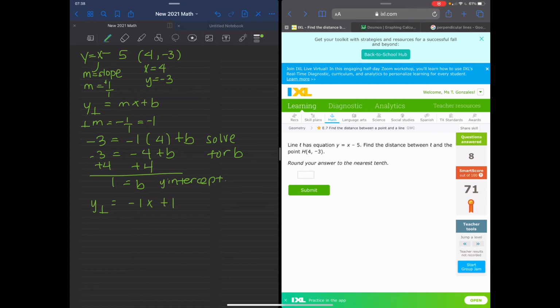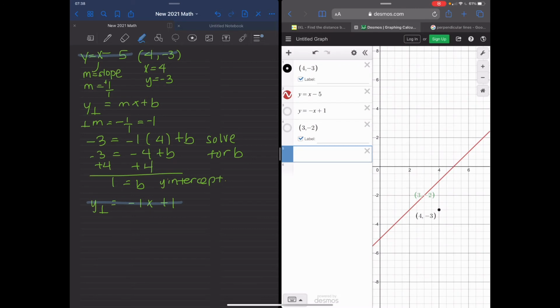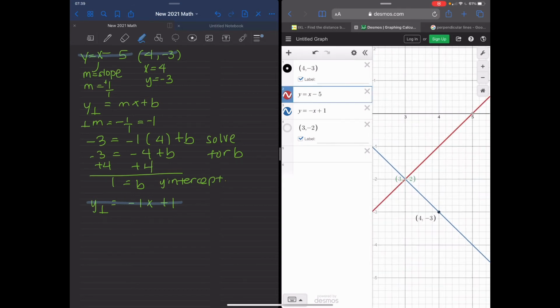So what I'm going to graph is line L, the point, and the perpendicular line, so that I can get my point of intersection so that I can find my distance. So I go to Desmos. I've already graphed the first two. Now that I have my line equation, y equals negative x plus 1, I look for the point of intersection, and the point of intersection is already labeled. I did that ahead, and it's 3, negative 2. So I need the first point, which was 4, negative 3, and 3, negative 2 to work on my distance formula. So my distance formula is going to be d equals the square root of x2 minus x1 squared plus y2 minus y1 squared.